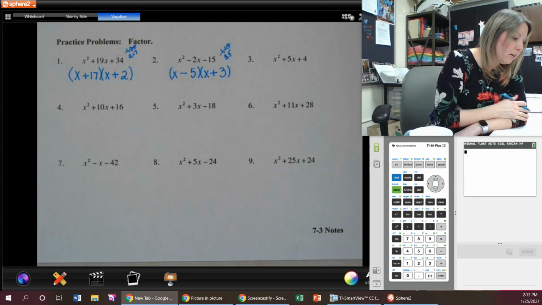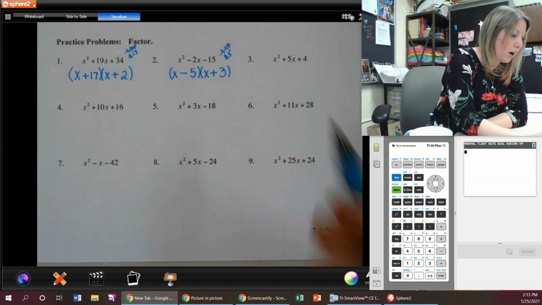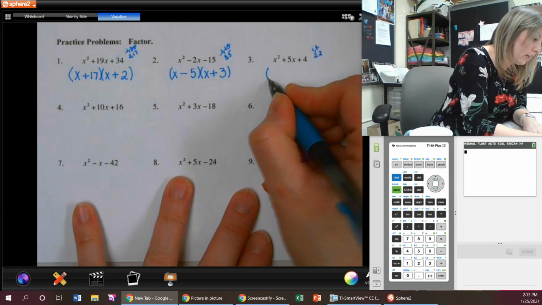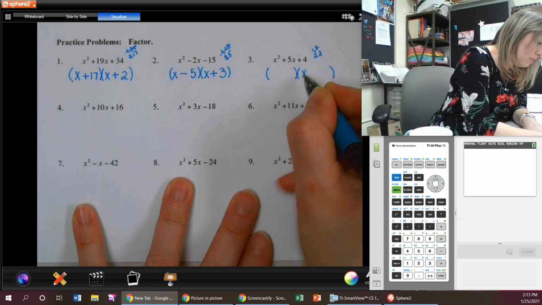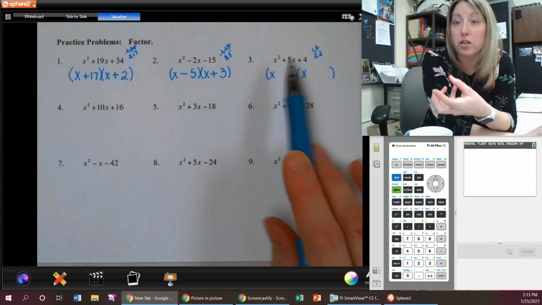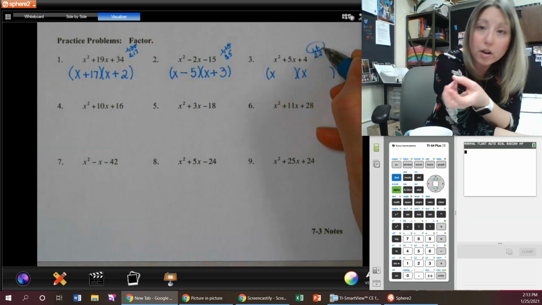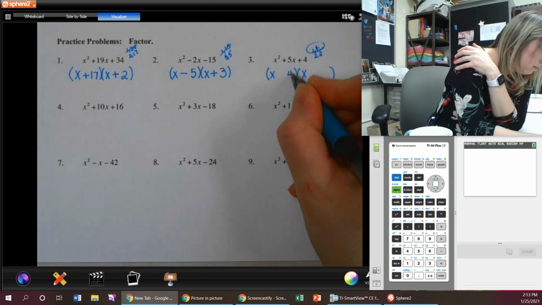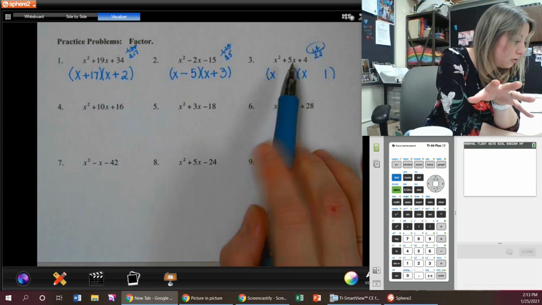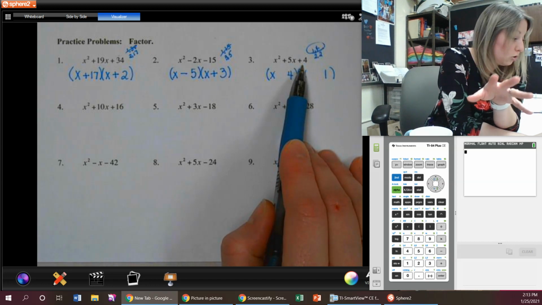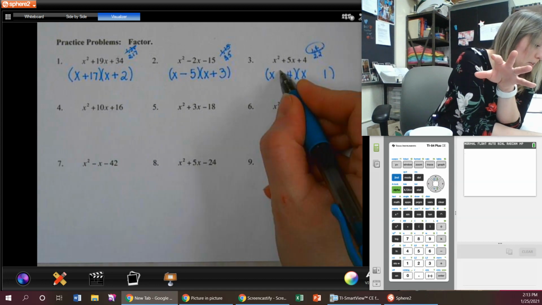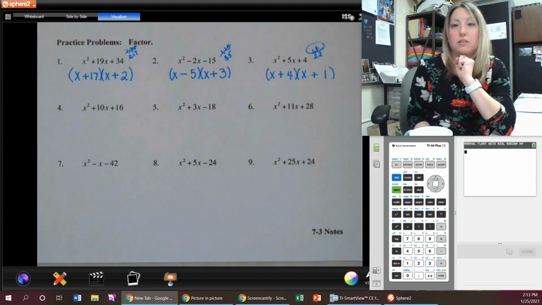All right, let's do number 3. What are the factors of 4, right? 1 and 4 and 2 and 2. So my empty sets of parentheses, x's in the front. I need to add up to 5 in the middle. So what's going to do that? 1 and 4. So we put 1 and 4 in here. Now, sign-wise. Okay, your end term is positive. So that means these have the same sign. The bigger factor always has the same sign as the middle, so I know both of these are positive.